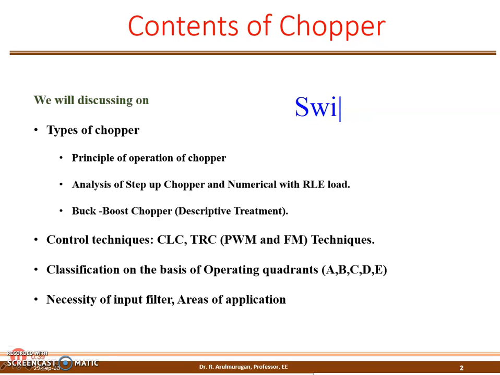So what is a switch? For the switch you can use a controlled switch, maybe a MOSFET, IGBT, or GTO; any one type of switch you can take. Then the second one is the diode, and the third is the inductance. These three devices are used to make the buck converter, boost converter, and buck boost converter. Then first we'll go ahead with the buck converter.